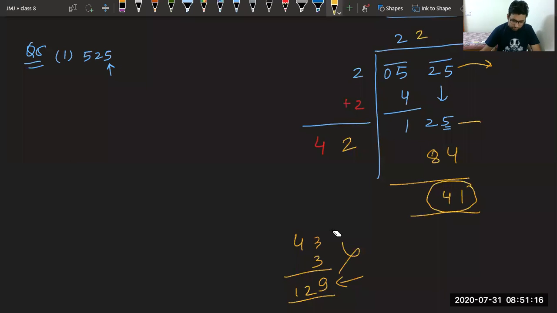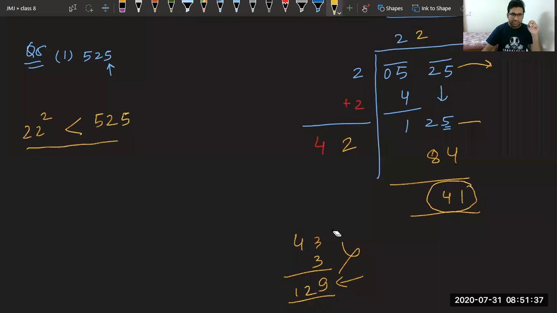Okay. Sir, we have to take 3. But in the next case, na? Okay, now see. So we have got this number. We can say 525 is larger than 22 square.